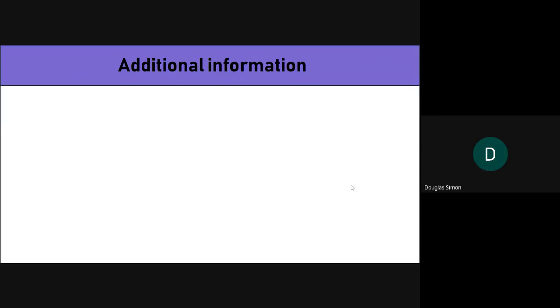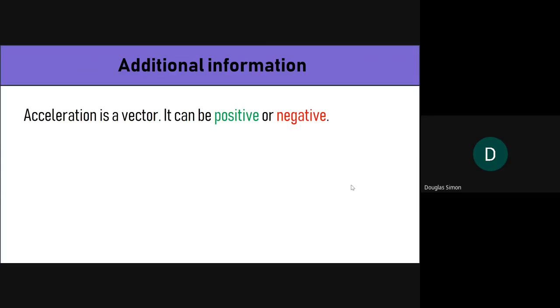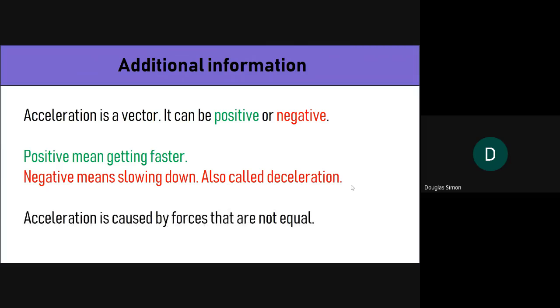Finally, there's a tiny bit of additional information that's really useful to remember. Acceleration is a vector, which means it can be positive or negative. So you can have a positive acceleration, which means you get faster, or a negative acceleration, which means you get slower, sometimes known as deceleration. And finally, accelerations are caused by forces that are not equal. This links into the forces section of the course, but you only get an acceleration if the forces are unbalanced or different. If the forces are balanced, you will not get an acceleration.